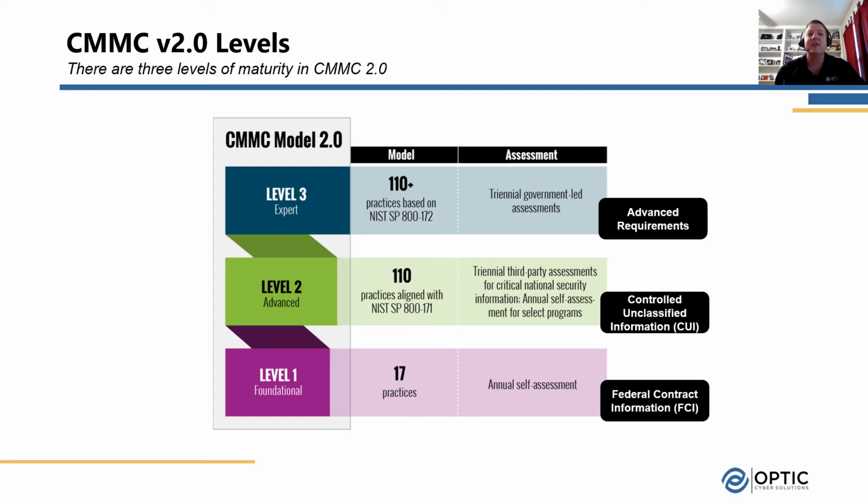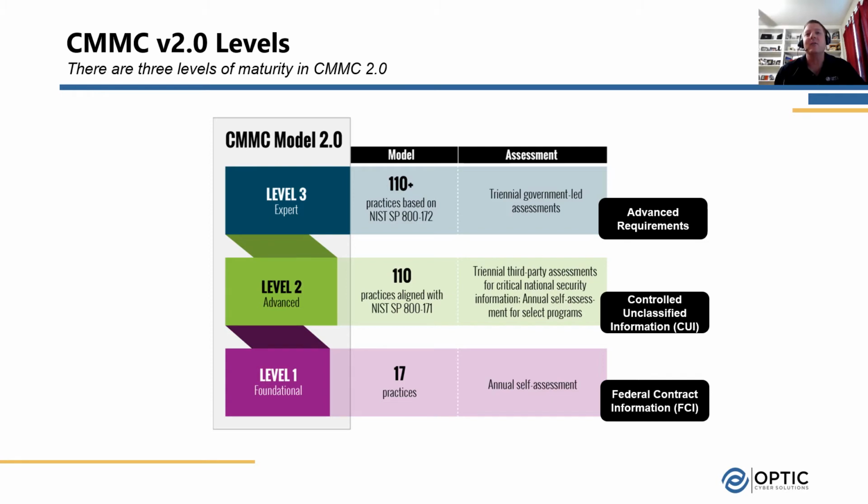The assessment process for level 2 is bifurcated in 2.0, and basically what this means is that if you have a contract that has CUI data that an adversary might be more interested in seeking out, right? So you're a higher prioritized contract, you're required to have a third-party assessment once every 3 years to verify that the 110 security practices are in place.